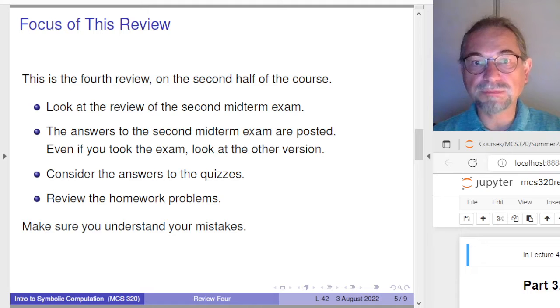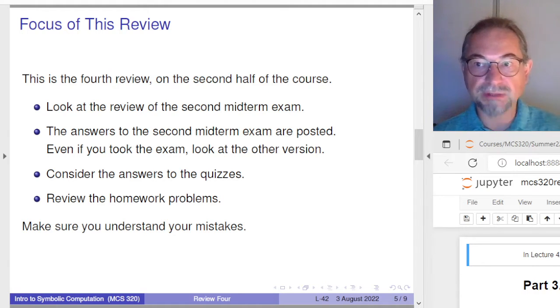Now, look at the problems and look at the review also for the second midterm exam. So the second midterm exam has a notebook posted with answers in there. Even if you took the second midterm exam, there were two versions. Also look at the other version, and in particular it would be good if you first looked at the questions before you looked at the answers, and in that way that gives you somewhere guidance on where to study.